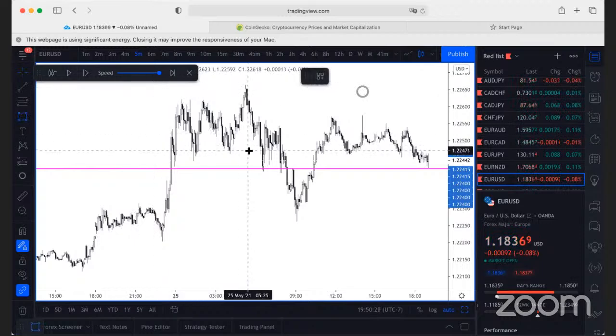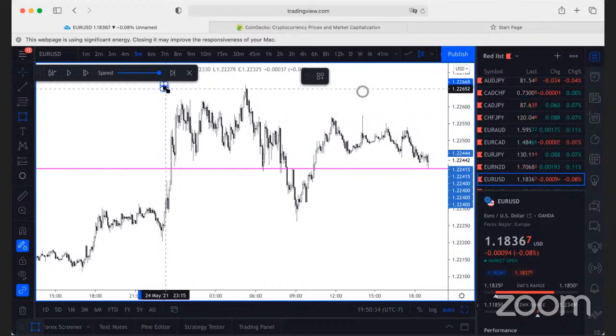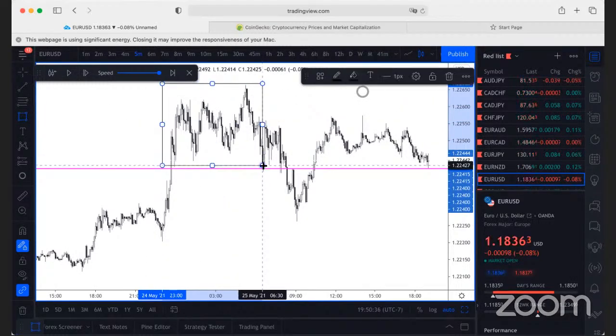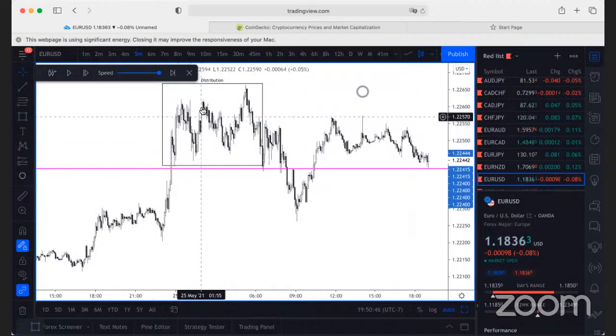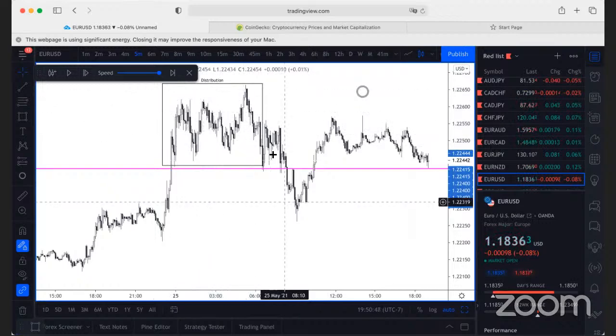And what do we have? Could we agree we have a distribution? Yep, a nice type 2. Nice. Azana, can you identify this distribution as well, brother? Yeah, I see it. Perfect. 1 drive, 2 drive, 3 drive. We break structure. So now, Azana, my question for you is how would we be looking for an entry off of this?